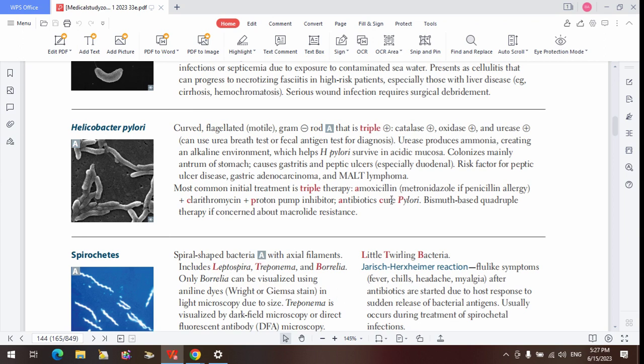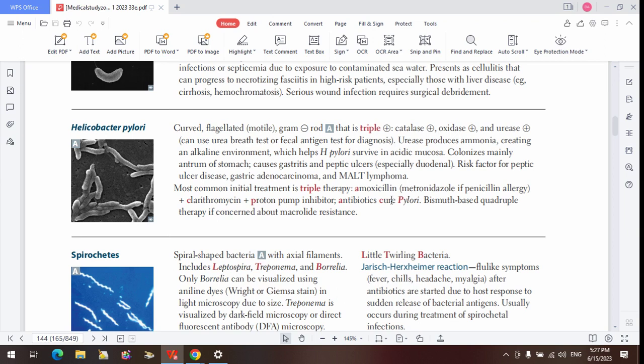The proton pump inhibitor will help us suppress the gastric acid that the H. pylori is causing the stomach to release.